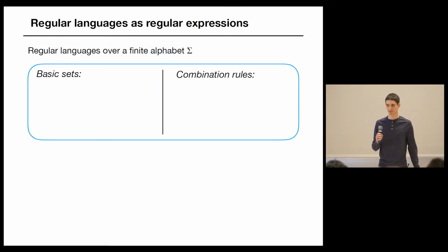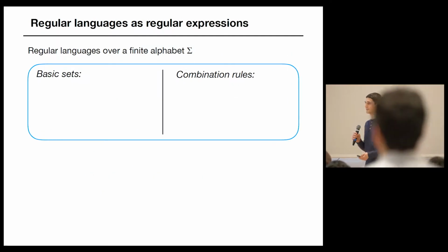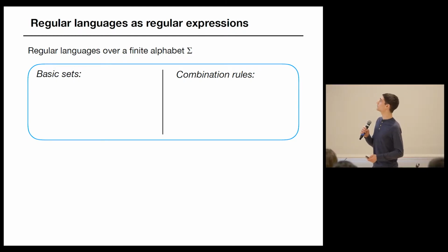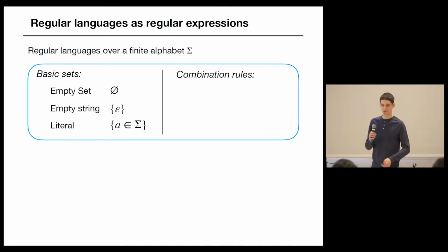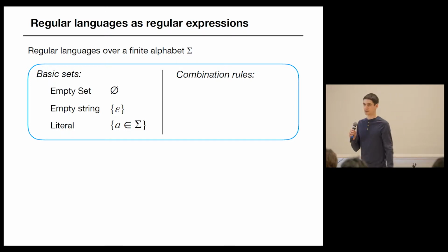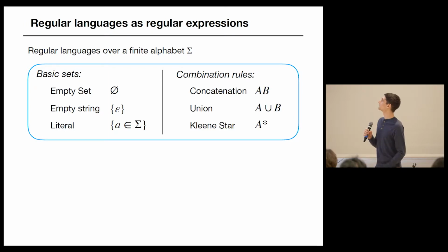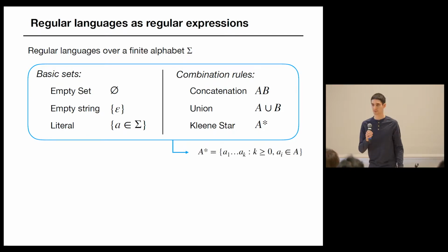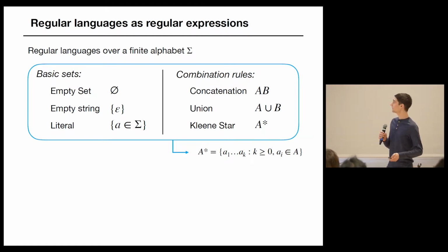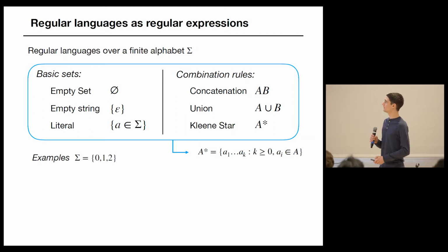So what about regular languages? What is a regular language? There are many, many ways to define a regular language. I'll choose to define them through regular expressions. There are some basic sets which are a priori going to be regular languages. The empty set is a regular language. The set containing the empty string is a regular language. And sets containing a single letter from your alphabet are also regular languages. Then we can combine them together in the following ways. The concatenation of two regular languages is a regular language, as is the union, and the Kleene star. If you haven't seen the Kleene star operation before, it's just zero or more concatenations of elements in your set. So we'll see some examples here. Imagine we have the alphabet 0, 1, 2.